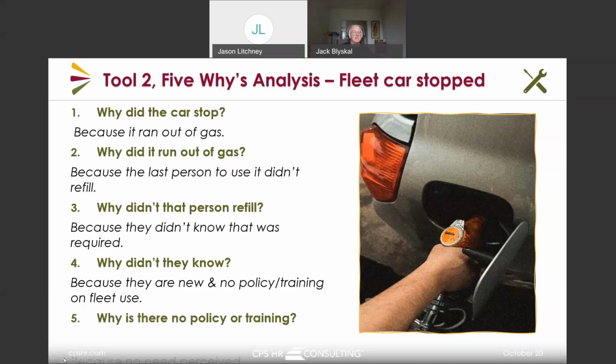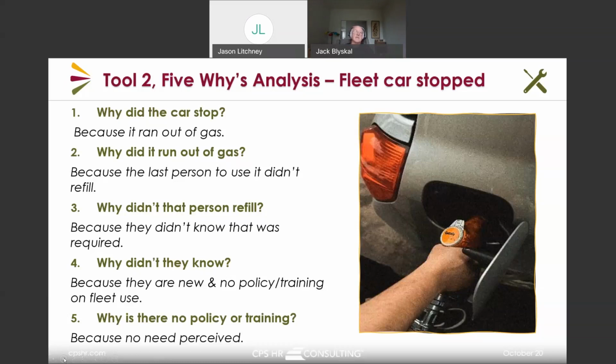And why is there no policy or training? Because no need perceived. This is an issue that comes up in many different areas, that the need is not perceived, looking forward of, will people do it? I'm sure you've all seen ladders and hair dryers and so forth, and they have warnings on them.